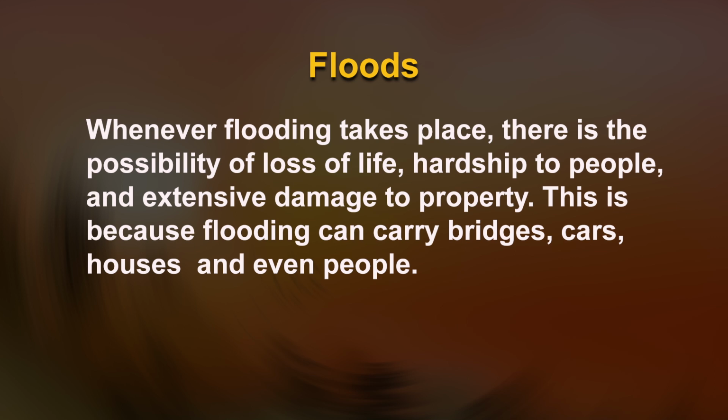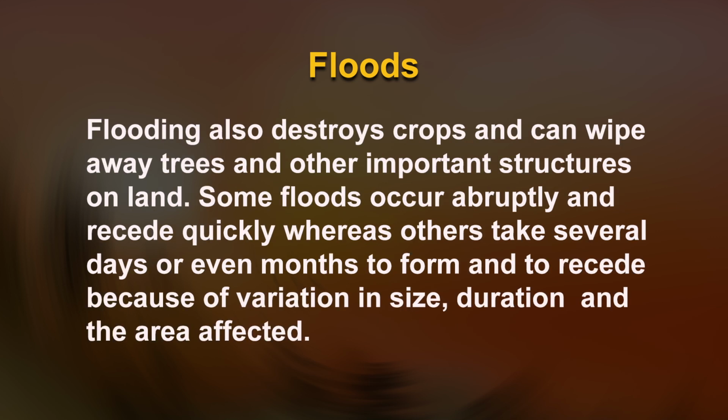This is because flooding can carry away bridges, cars, houses and even people. Flooding also destroys crops and can wipe away trees and other important structures on land. Some floods occur abruptly and recede quickly, whereas others take several days or even months to form and to recede, because of variation in size, duration and the area affected.